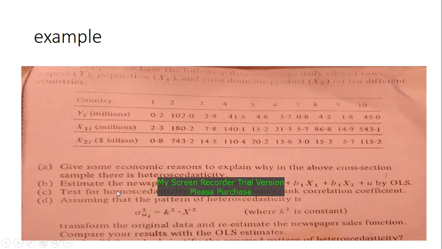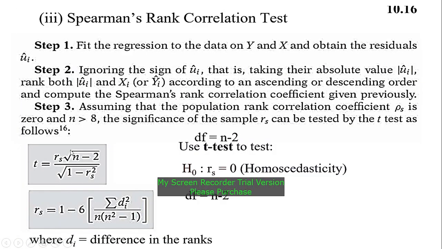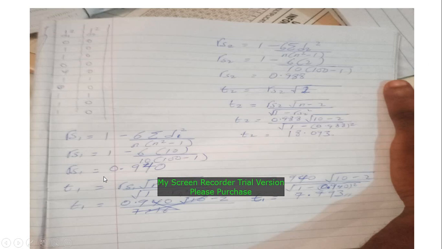And my T1, with this formula, it helped me to calculate my T1. So my T1 was given as RS times root of n minus 2 on root of 1 minus RS squared. So this is that. So my RS1 is 0.940. This is it. n is 10, minus 2, on square root of 1 minus 0.940, that's RS1 squared. So this is that, and I end up getting this.